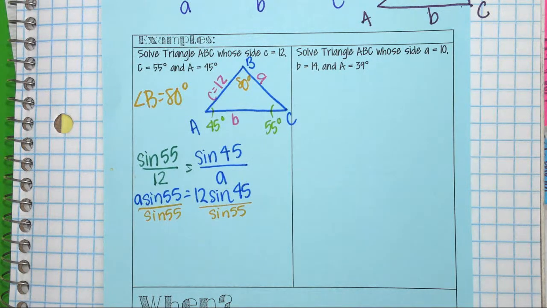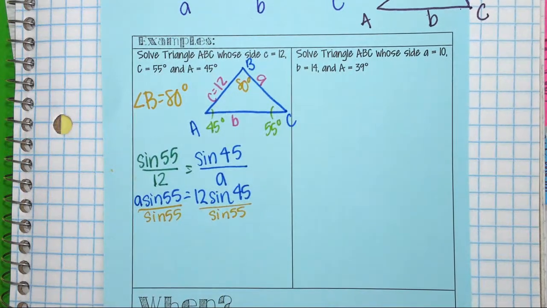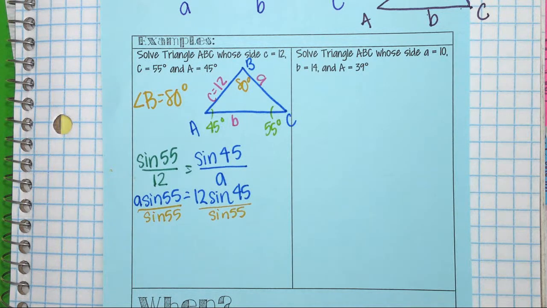All right, so in your handy dandy calculator, you need to type in 12 times the sine of 45 and hit equals. So do 12 times the sine of 45 and then hit equals. And then divide it by the sine of 55. Round to the nearest tenth.